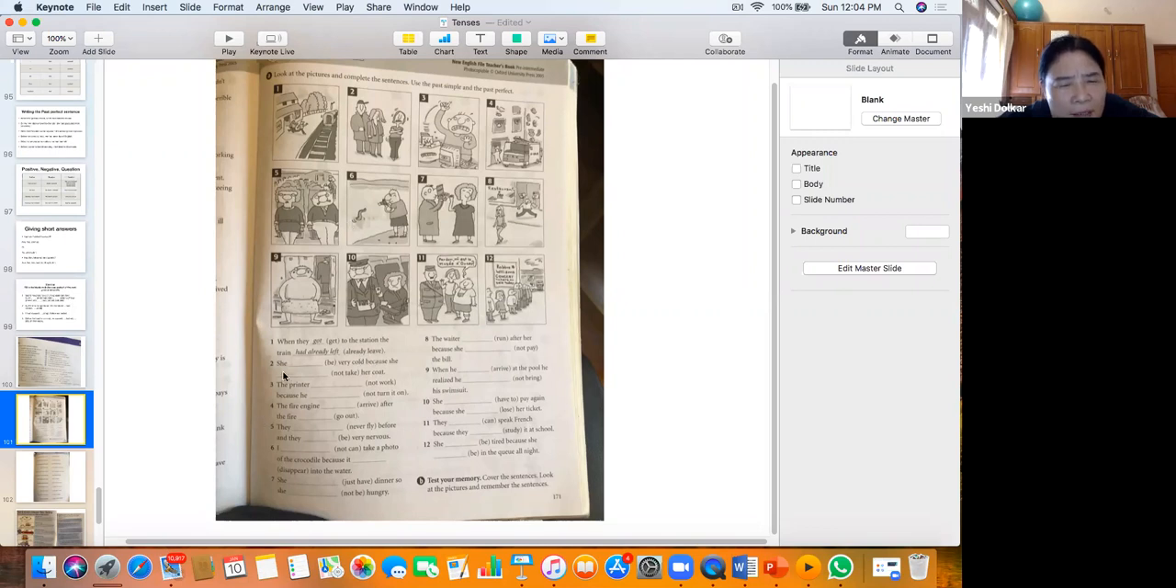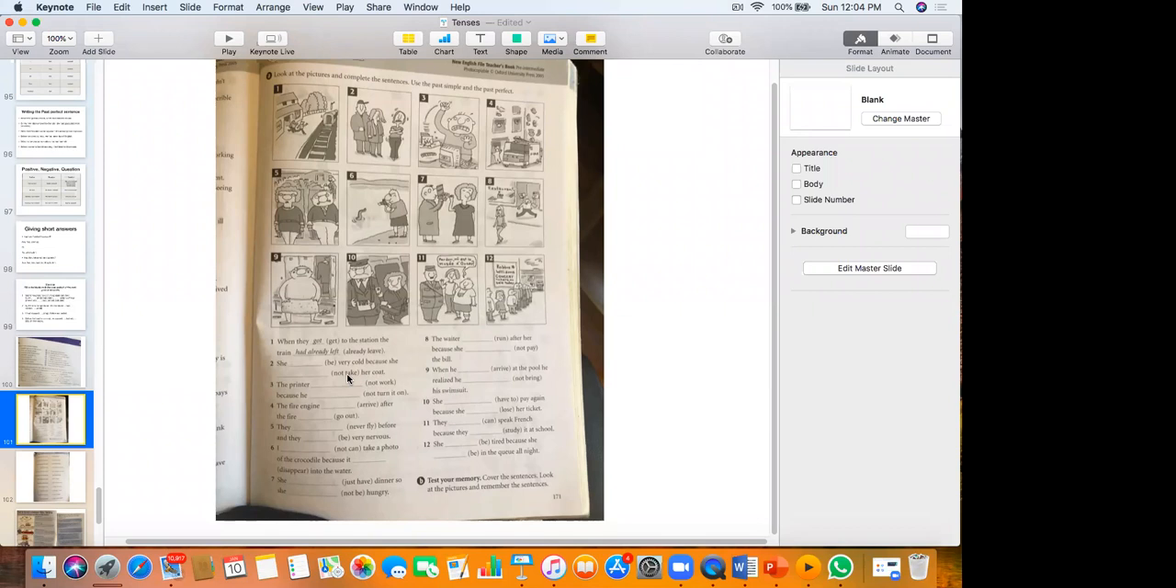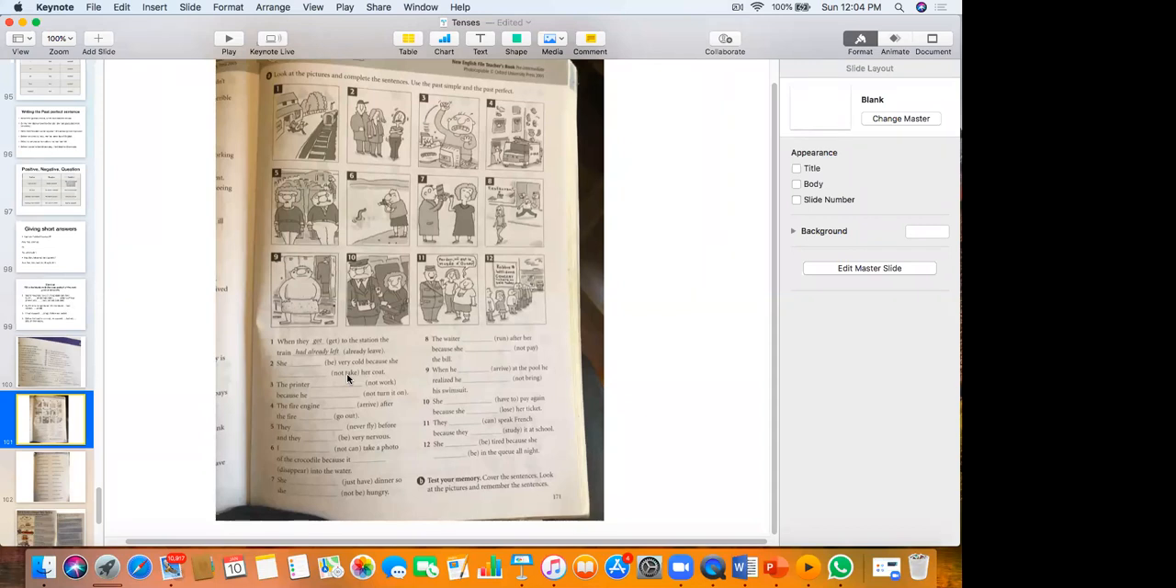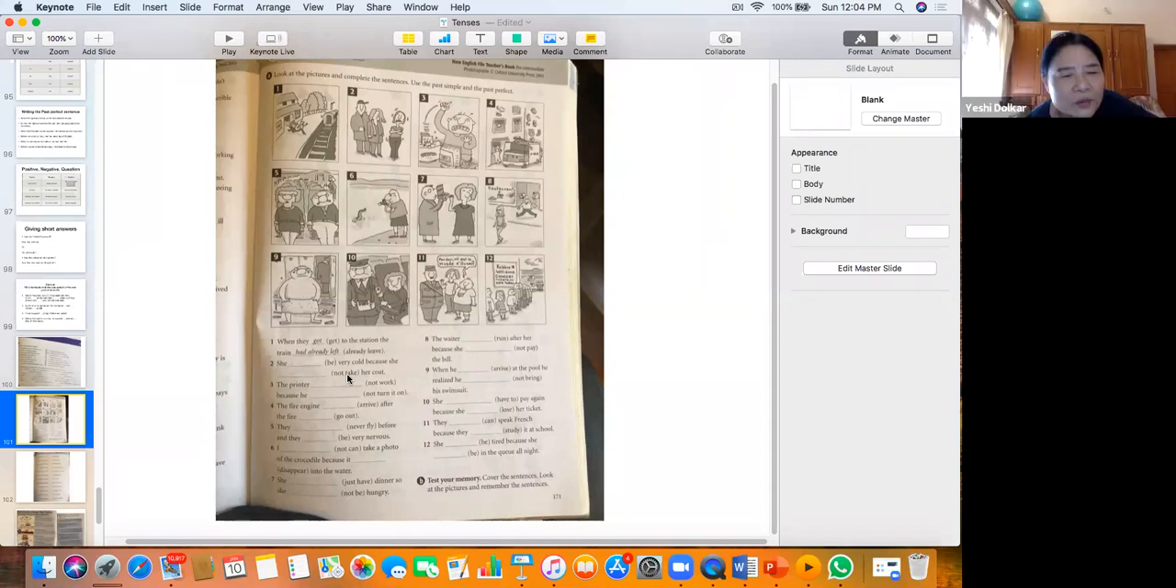Okay, now look at number two and see how you can write this sentence. She was very cold, because she hadn't taken her coat. Taken her coat. Not took her coat. Okay. Number three. Look at the picture.